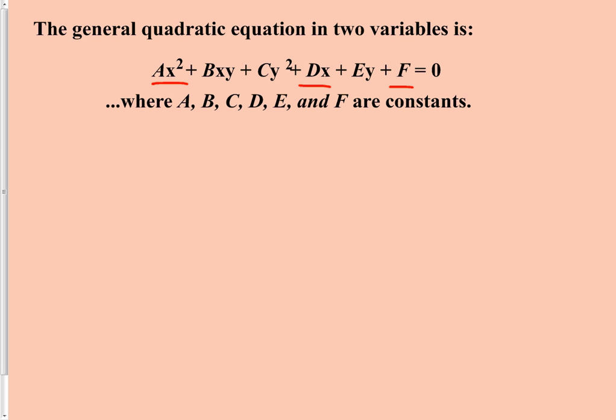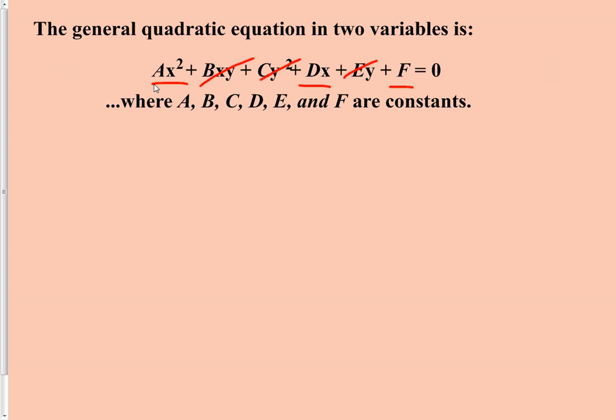And that was all. There was no XY term. There was no CY squared term. There was no EY term. And the reason that those terms did not exist was because B and C and E happened to be 0. They were not needed in order to graph our parabola.